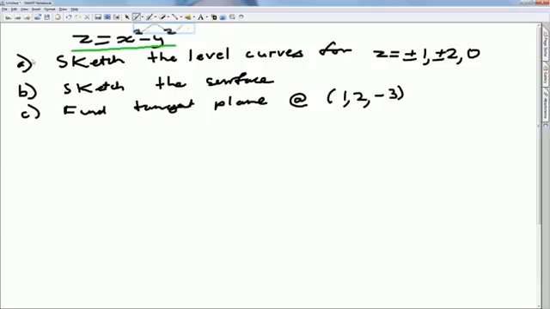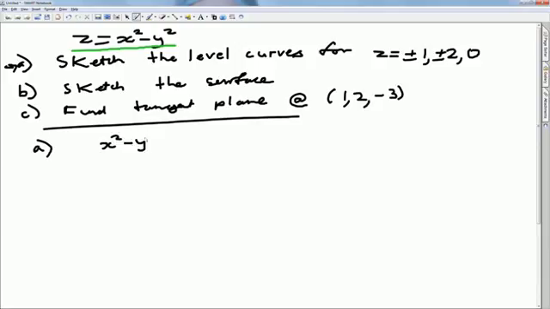So part A asks us first to work out the level curves for this particular surface, given various contour points: plus or minus 1, plus or minus 2, and 0. So the contours are of the form x squared minus y squared equals k, where k is each of these different values we have at the top here. So we're going to try to draw them all, essentially.